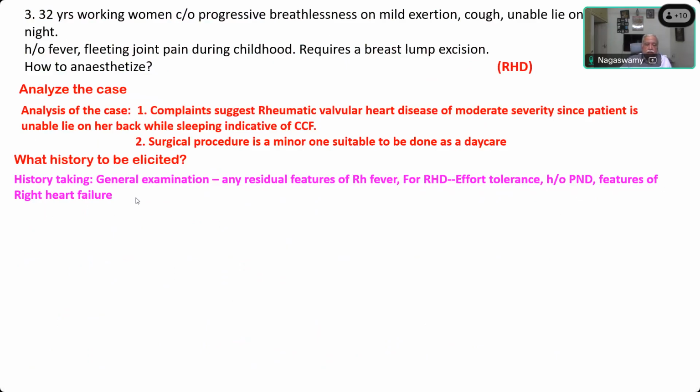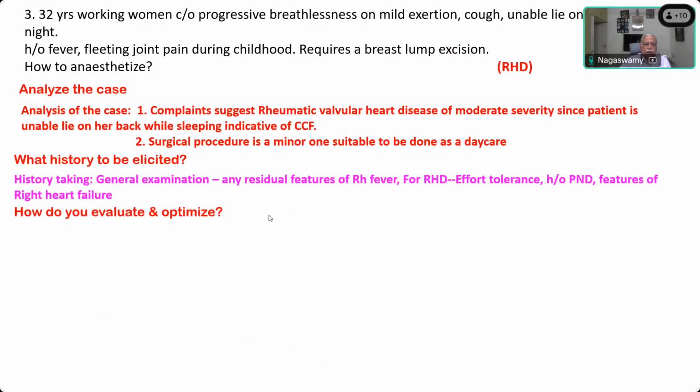And features of right heart failure, like what are the features of right heart failure? Increased jugular venous pulse, starting from JVP, hepatomegaly, pedal edema. Okay, so like that you imagine all the features of right heart failure. So that is to be elicited.